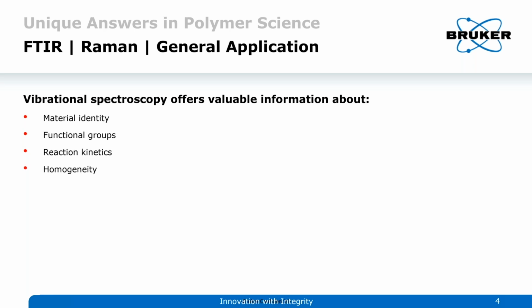You can also look at homogeneity. So if you do infrared or Raman microscopy, you can actually collect chemical images of your sample and be able to look to see what you have there. And we have some beautiful examples we'll go through together there.